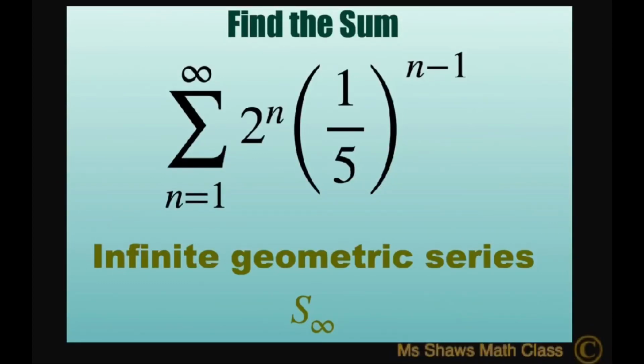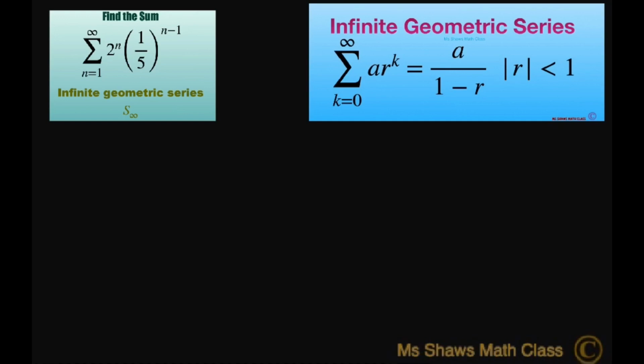n-1, we're going to find the sum from n equals 1 to infinity of 2 to the power of n times 1 divided by 5 to the power of n minus 1. So basically, let's look at this. We're going to use this formula as an infinite geometric series because my r here is less than 1, absolute value of it. So let's go ahead and write this out.